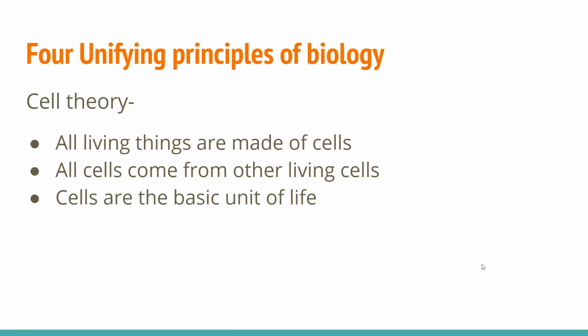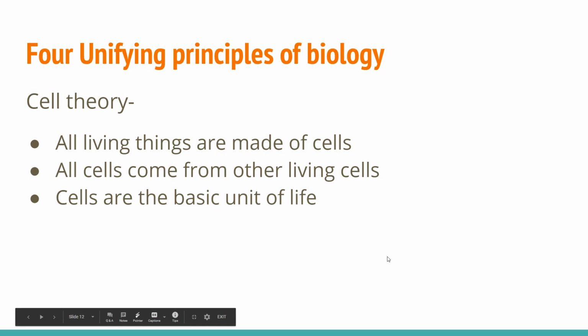Now, as a closing part, we're starting biology for the year. There are 4 unifying principles of biology that we are going to cover this whole year. The entire course is based on these 4 unifying principles. The first being the cell theory. So we already determined that all living things are made up of cells. And cells are the basic unit of life. Now, all cells also come from other living cells. Those are the 3 main parts of the cell theory. Not too bad to remember.